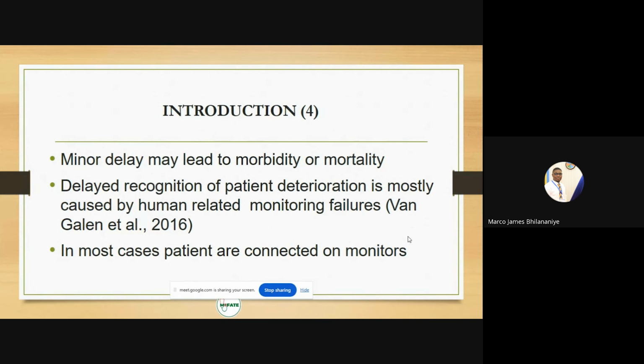Next slide. Minor delay may lead to morbidity and mortality. From the study done by Van Galen in 2016, he recommended that delayed recognition of patient deterioration is mostly caused by human-related monitoring failures. These monitoring failures basically come to the point where most of us fail to interpret the meaning of those vital signs of the patient. So in most cases, patients are connected to monitors and not under monitoring.